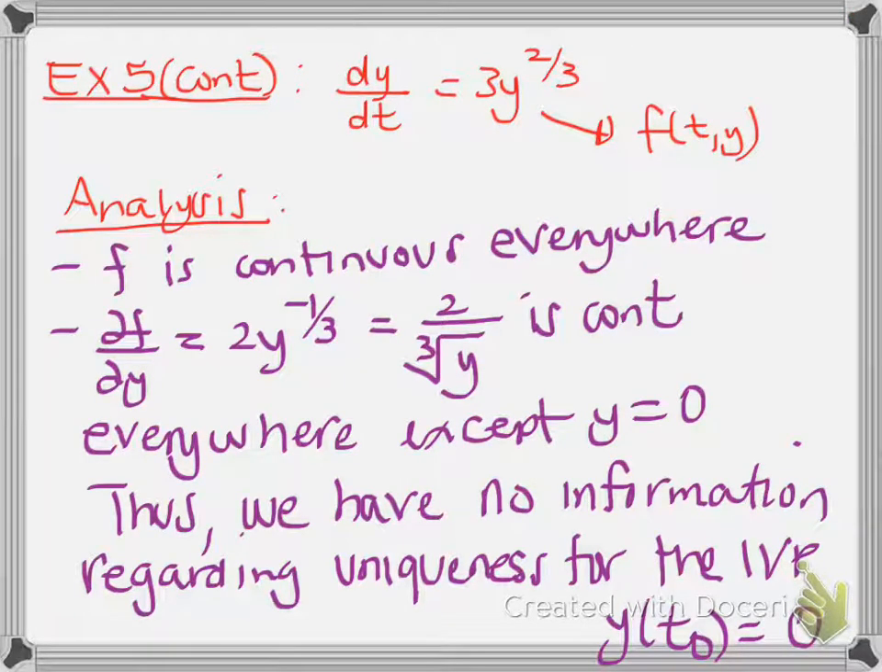Okay, so here's our analysis. Well, f is continuous everywhere, right? So there are no bad values. The partial derivative, however, which you should have calculated, is 2y to the negative 1/3, and that's continuous everywhere except where y is equal to 0. Thus, we have no information regarding uniqueness for the initial value problem with initial condition y of t sub 0 equals 0. Okay, so that's what I'm looking for in the homework.